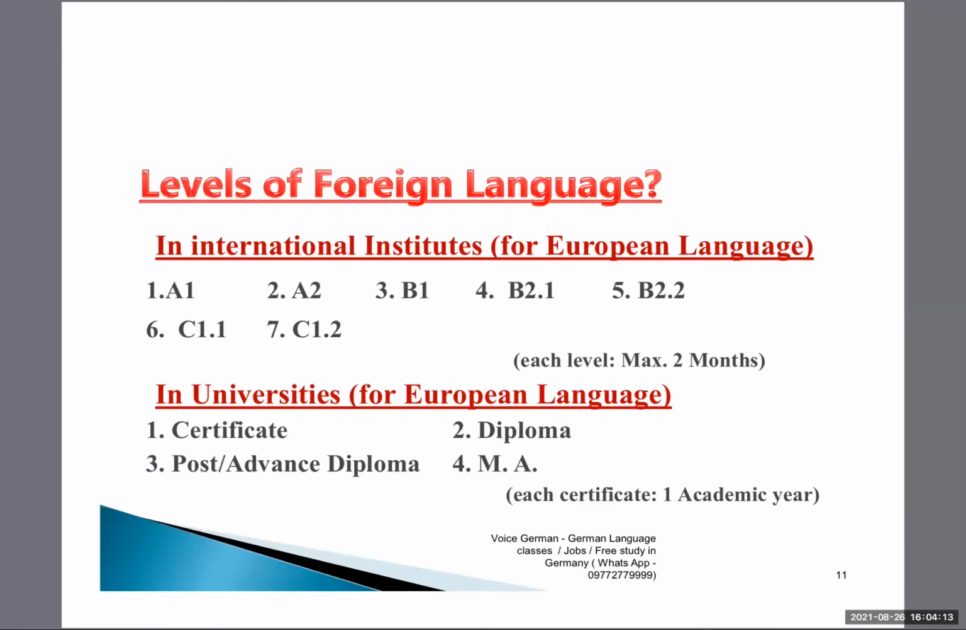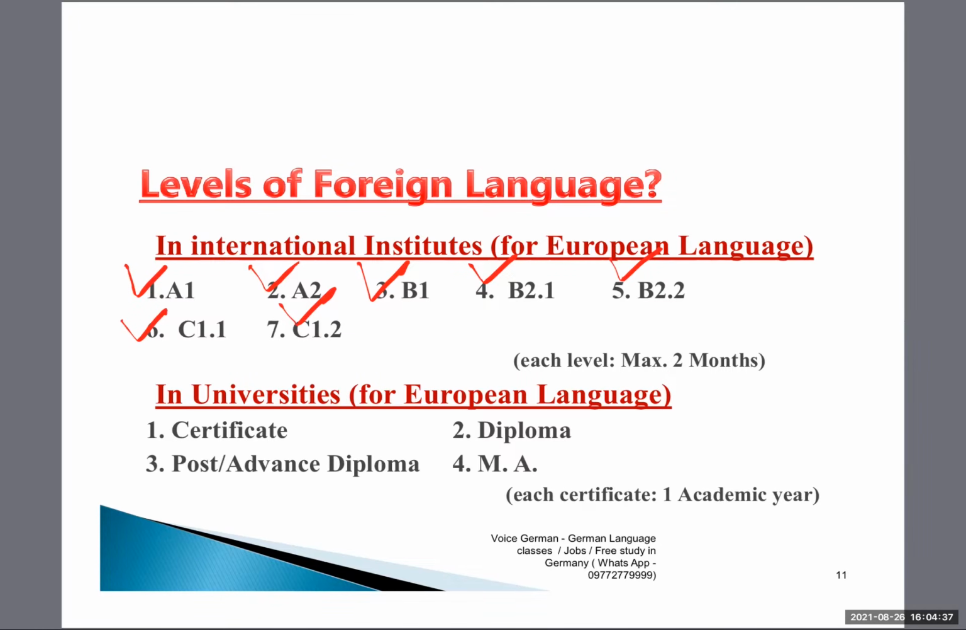Firstly, the labels. Labels are the same as in every language: A1, A2, B1, B2 like that. The first level is A1, then A2, then B1. B2 is combined, two levels, B2.1 and B2.2, and C1.1 and C1.2. C2 is also there, but normally only the teachers do it.